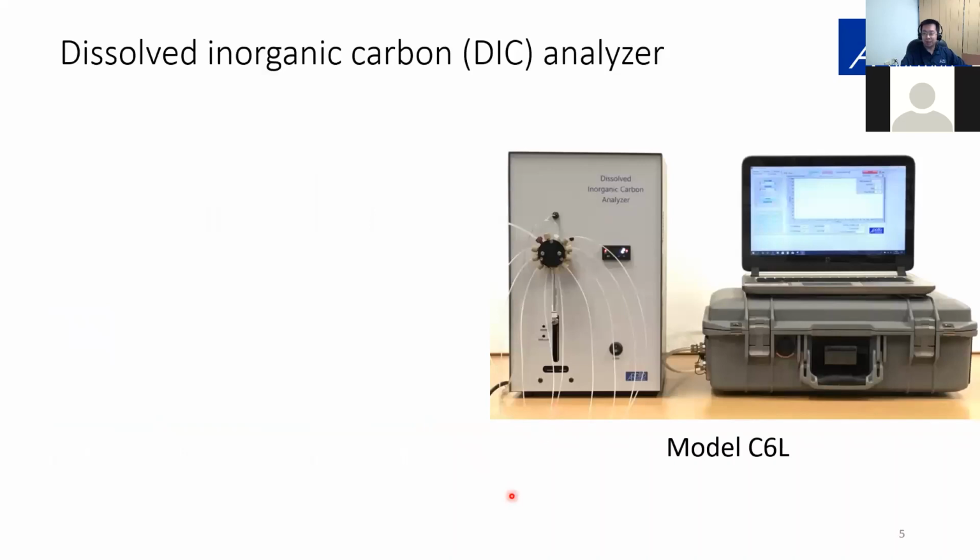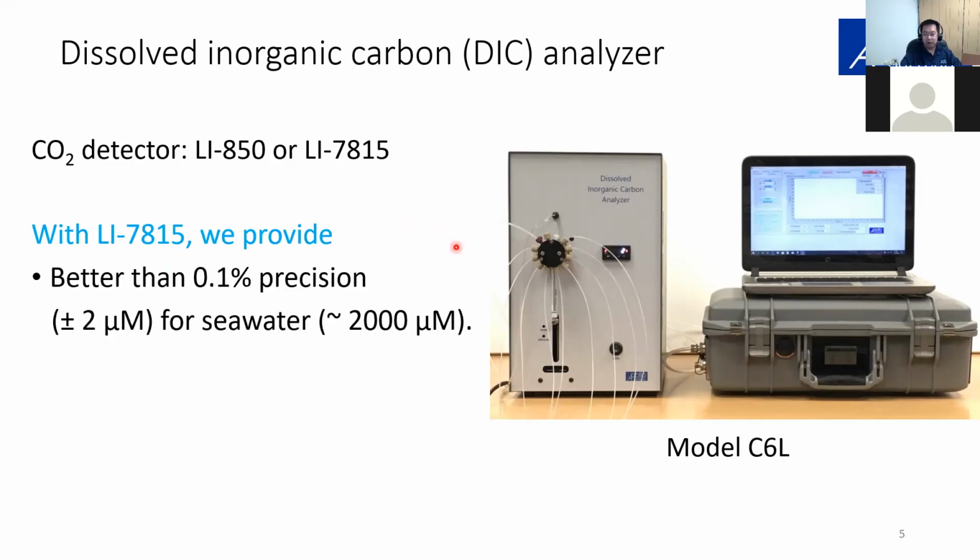First, the DIC analyzer. What's shown here is our Model C6 with LI-7815 on the outside. And this model can also be equipped with an LI-850, and I'll talk about that in a minute. With this model, we can provide a precision better than 0.1%, or about 2 micromoles per liter for a typical seawater with a DIC level around 2000 micromoles per liter.